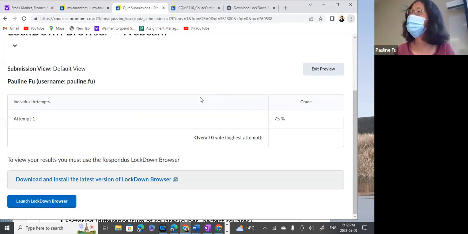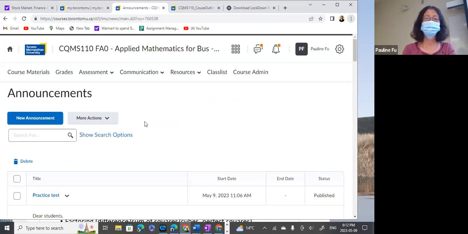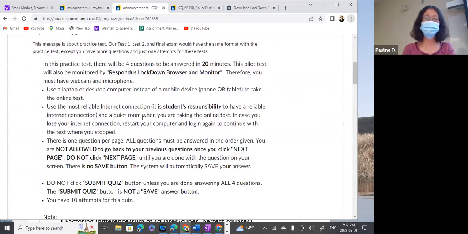Yes. Oh, for sure. You see that is the purpose. If you see the announcement, yes, webcam. Your computer must have the webcam and monitor. So your laptop, your computer must have the webcam. Most computers right now have the webcam. Thank you for your question. Any other questions?